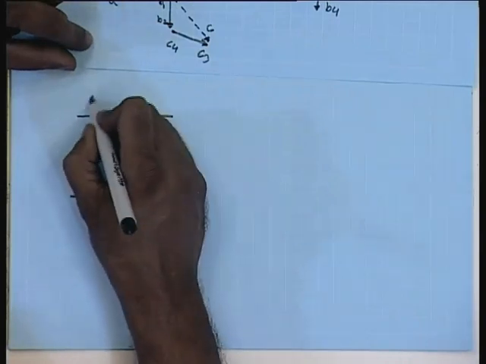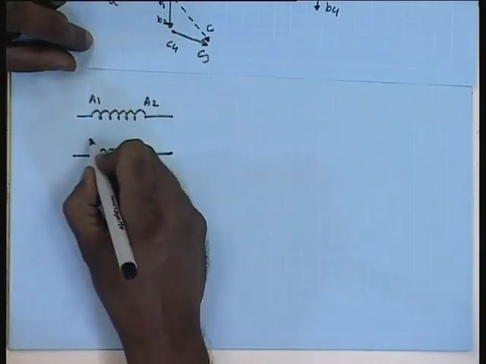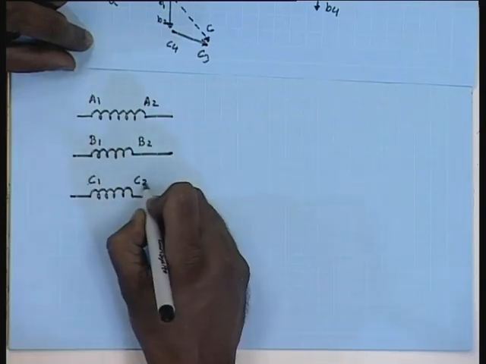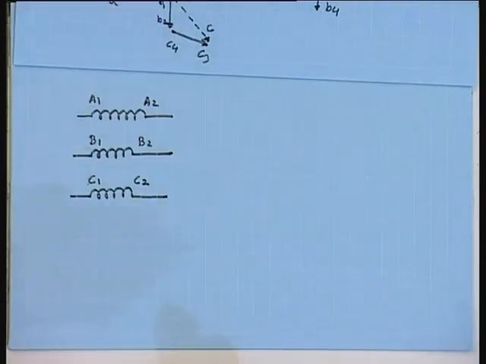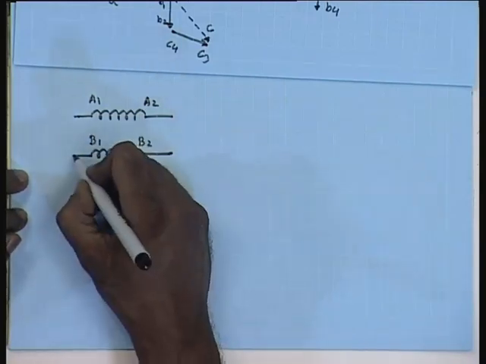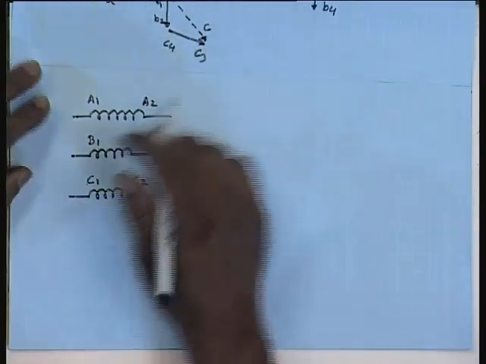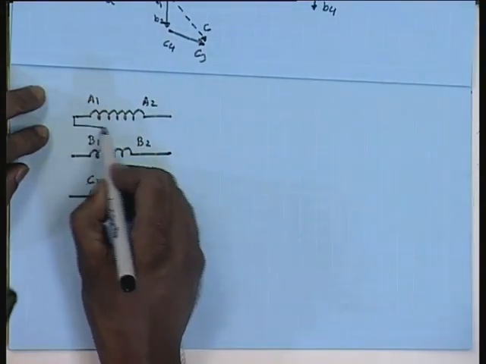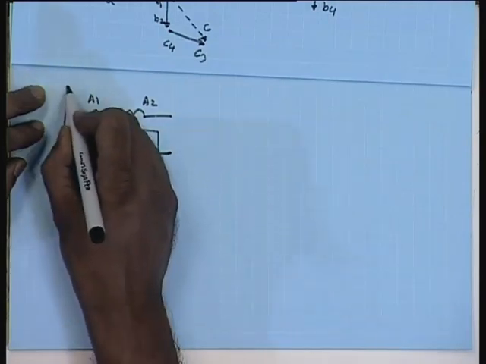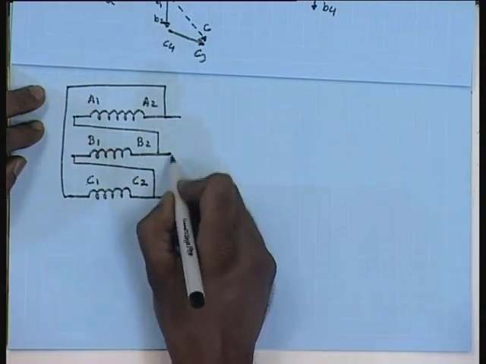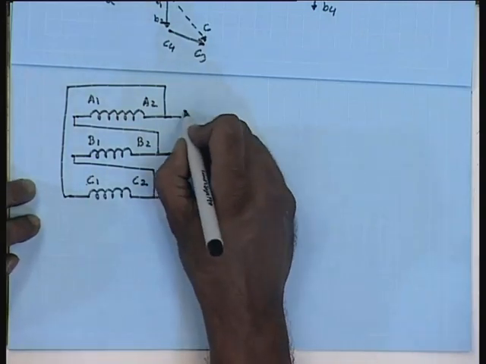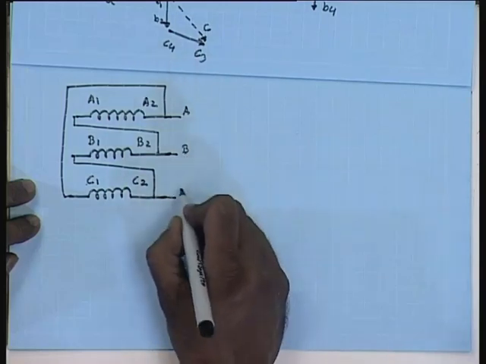Hence, the winding connection wise, this is A1, A2, B1, B2, C1, C2. The connection is A1 connected to B2, B1 connected to C2 and C1 connected to A2, and the supply is given to A2, B2, C2.